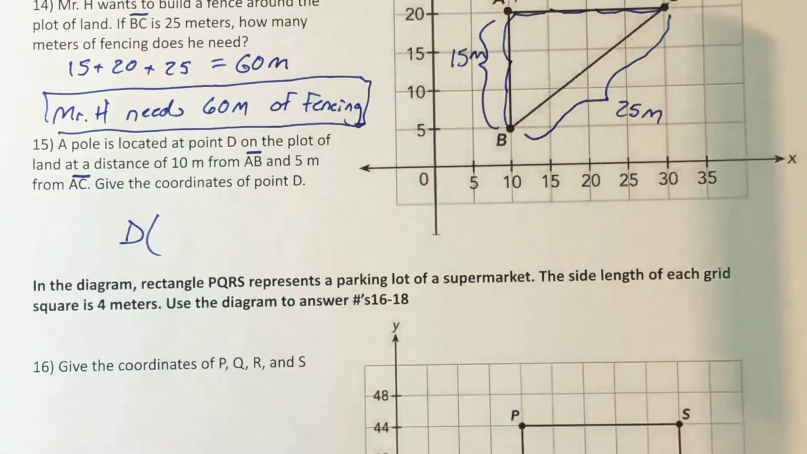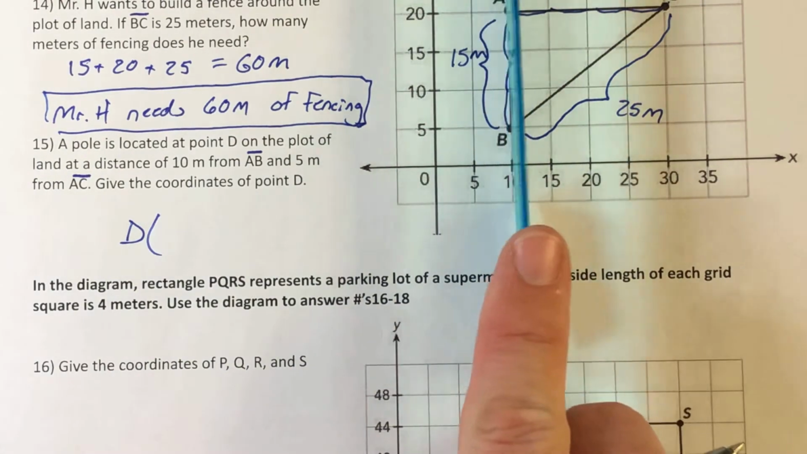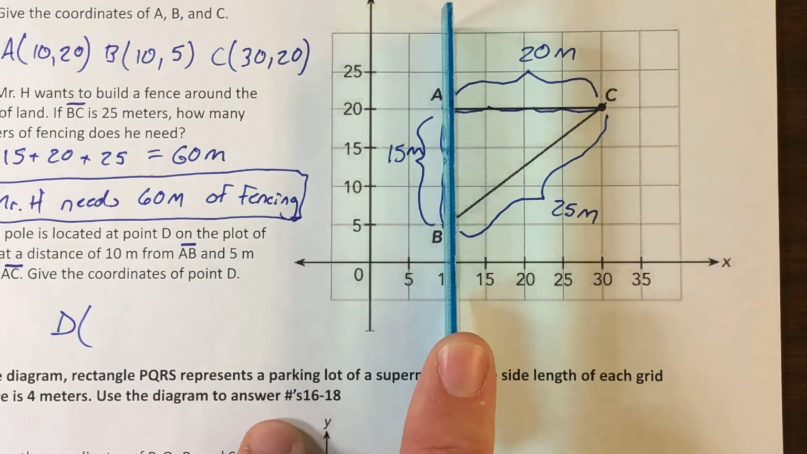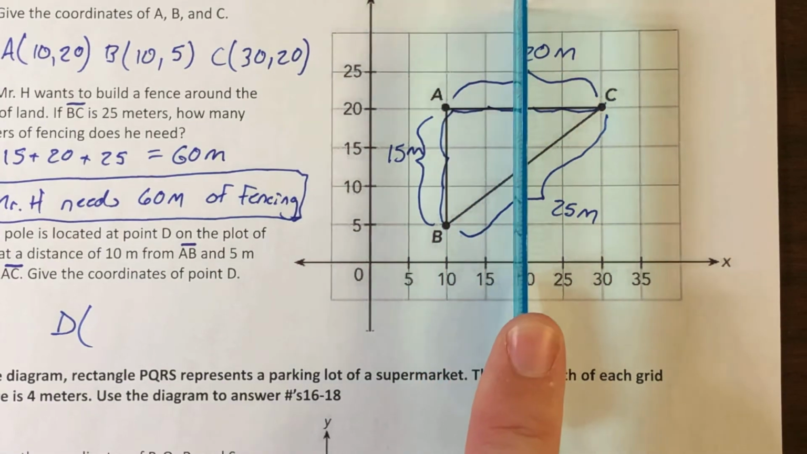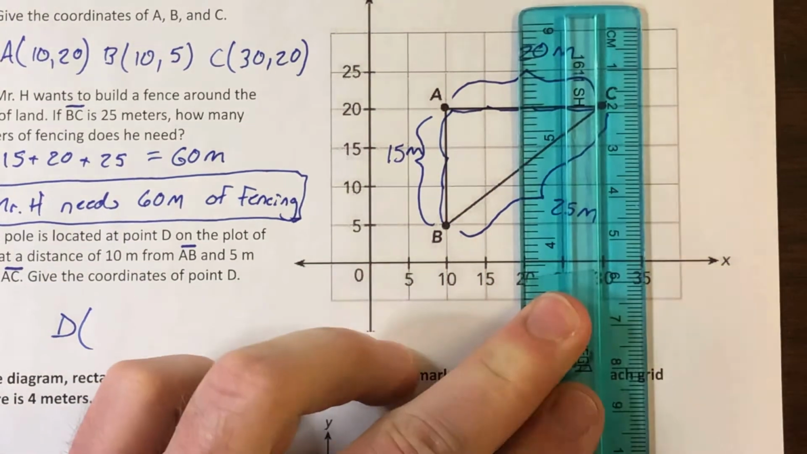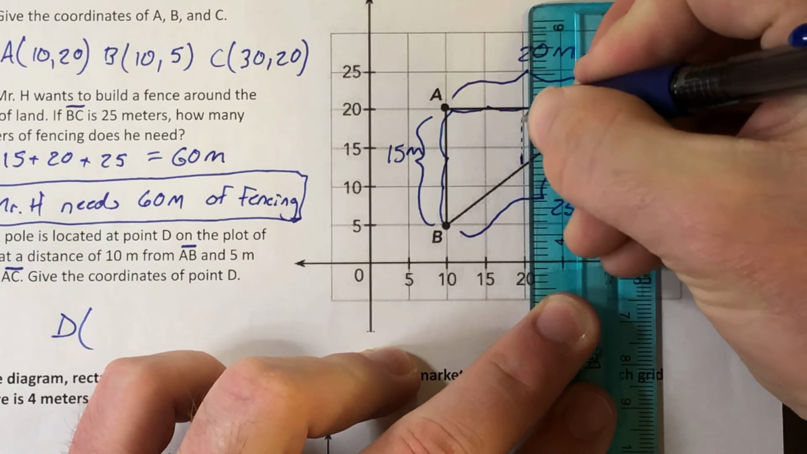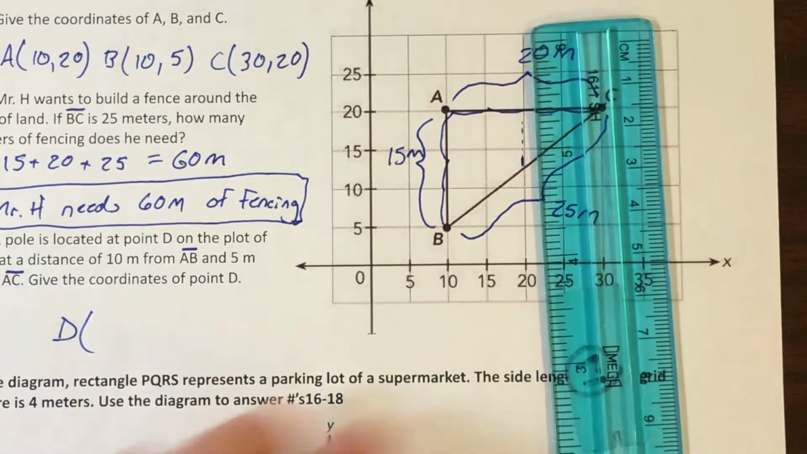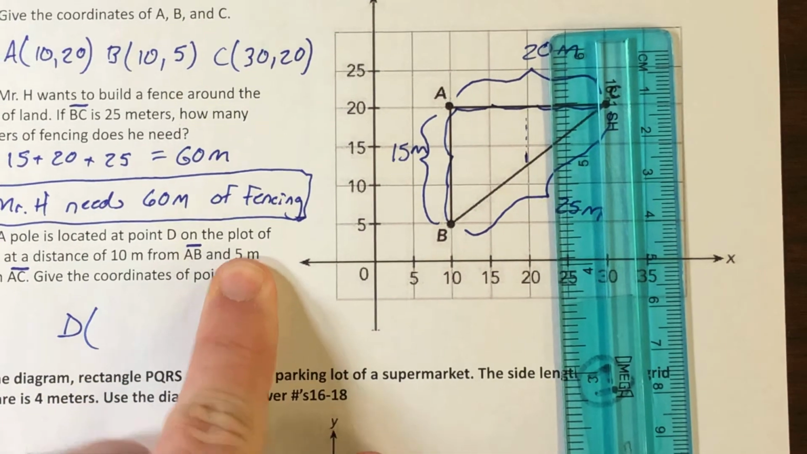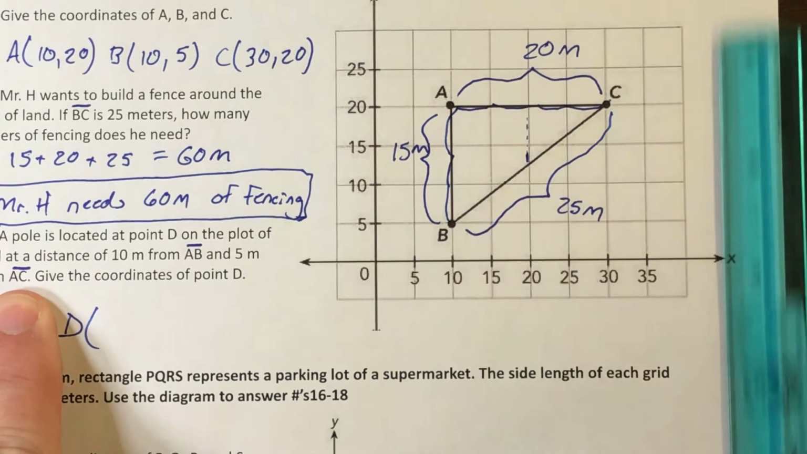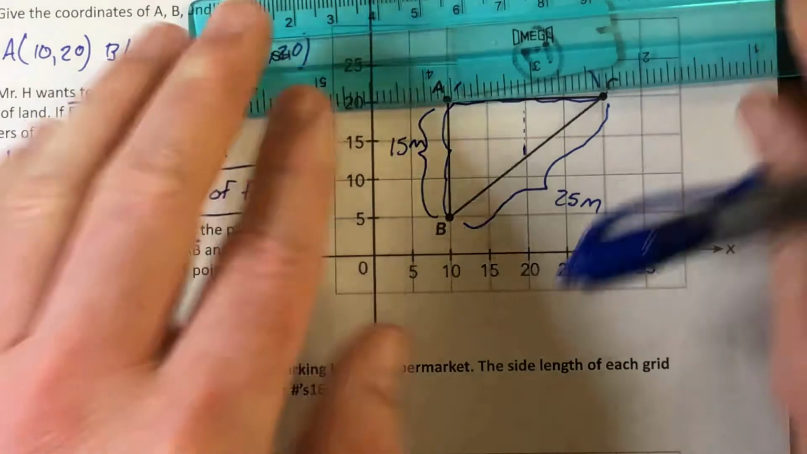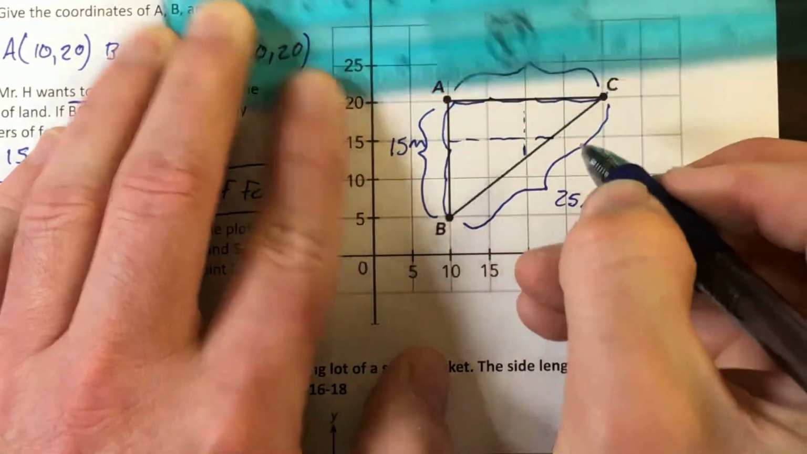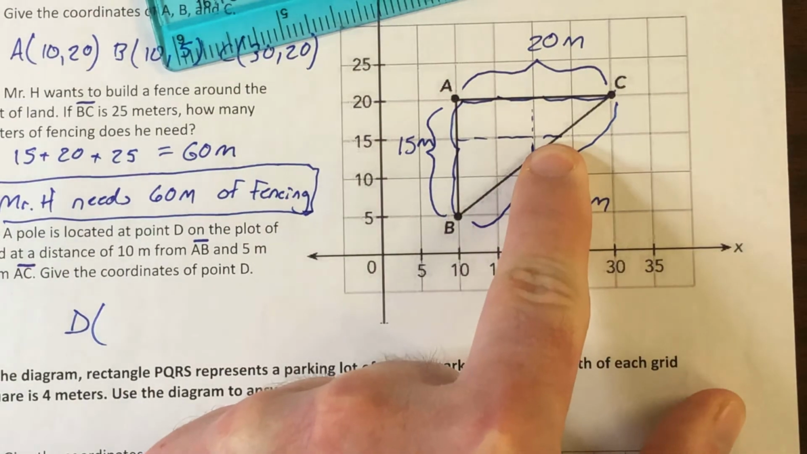10 meters from line AB. So line AB is on the west side. So it's counting by fives. 5, 10. So 10 meters. It's going to be somewhere along that line. There's not many options for it. Next, 5 meters from line AC. So that means 5 meters from the north side. 5. So they intersect right there.